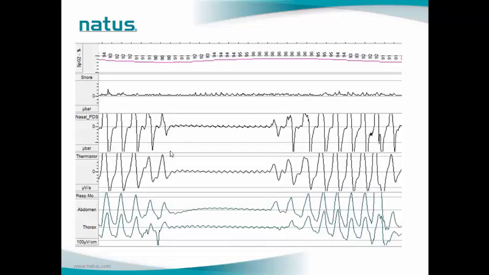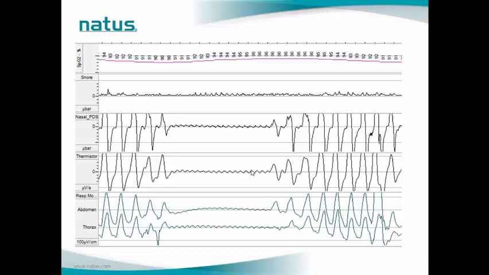And this is another example from real life showing a central episode. This is a 2 minute window. This is SpO2. Here we have snore. This is nasal pressure. This is thermistor. And we have the thoracoabdominal effort. Here, it's obvious that the drop makes more than 90%. Duration is more than 10 seconds. And during the apnea period, it's evident that the effort is absent. So this is a central episode.